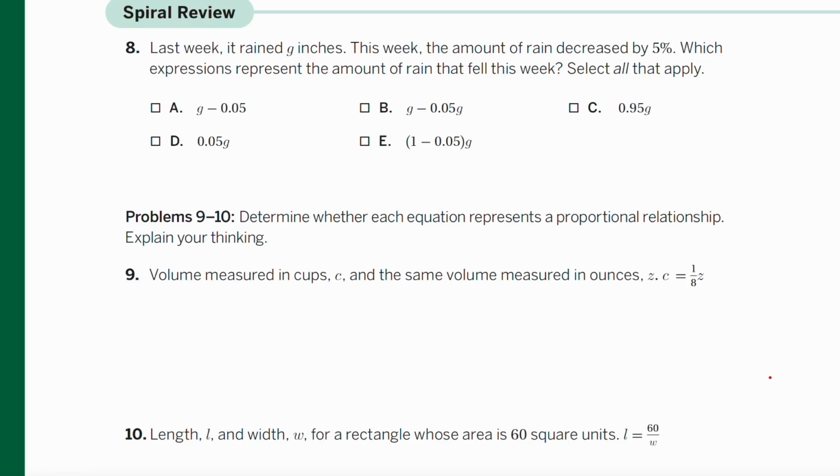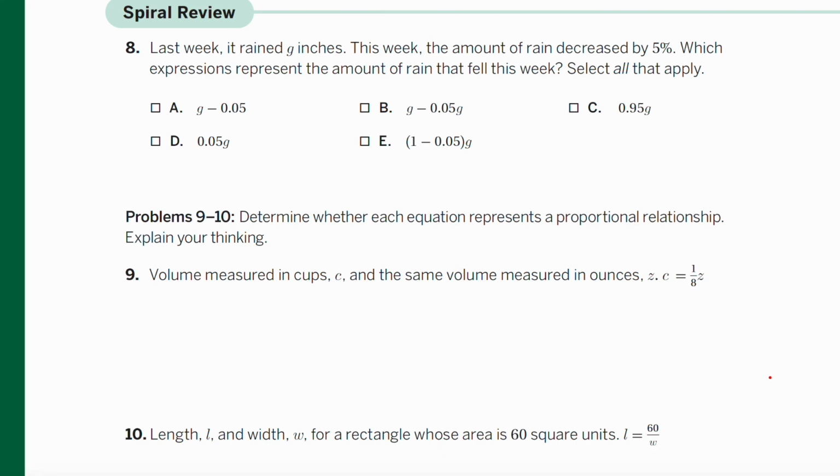We're going to be working on pages 386 and 392 in the workbook. Number 8 on page 386 says, last week it rained G inches. This week the amount of rain decreased by 5%. Which expressions represent the amount of rain that fell this week? Select all that apply.